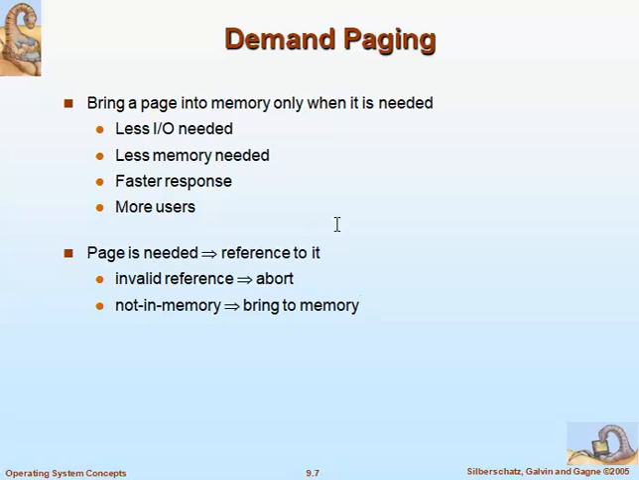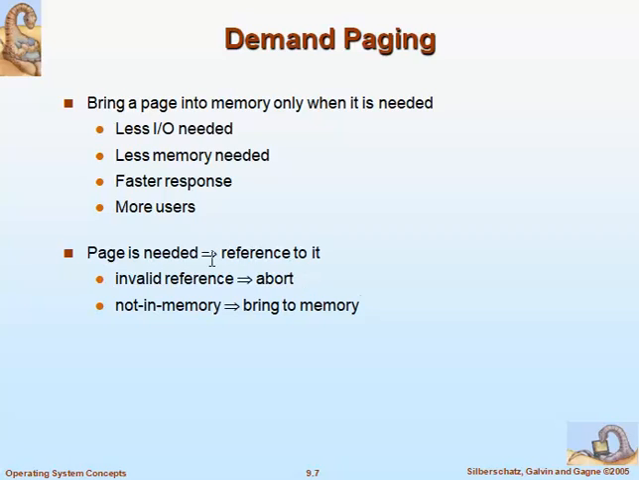Now, how is it implemented? Whenever a certain page is required, a reference will be made to that particular page, and if that reference is invalid, then that particular program will be aborted. Whatever the page request is, if the reference is invalid, the program will be aborted.